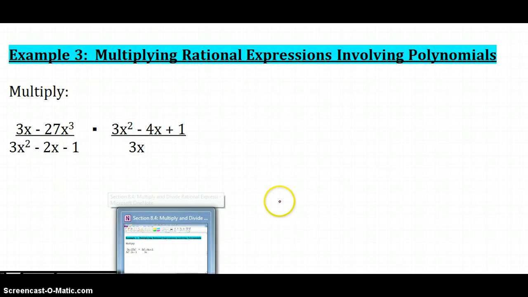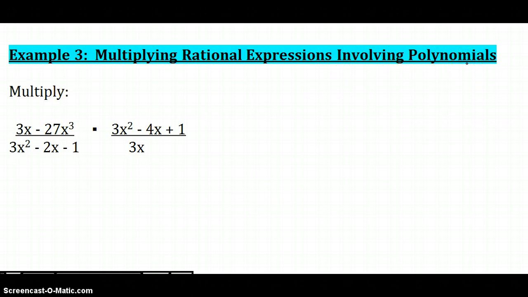So now we're going to multiply rational expressions involving polynomials, so not just one term, but we're actually dealing with expressions here. Your first step is to factor anything that can be factored. So let's start over here. Look at maybe a common term you can factor out. You see in this top here, we could pull out a 3 and an x. And if we do that, we pulled out the 3x, we're left with 1, minus 27 divided by 3, we're left with 9. We had x cubed, we pull out 1x, we're left with x squared.